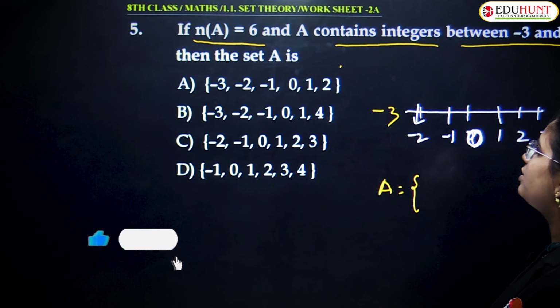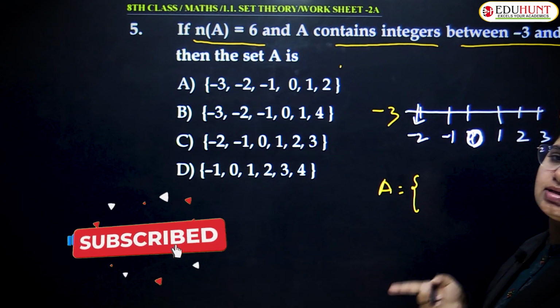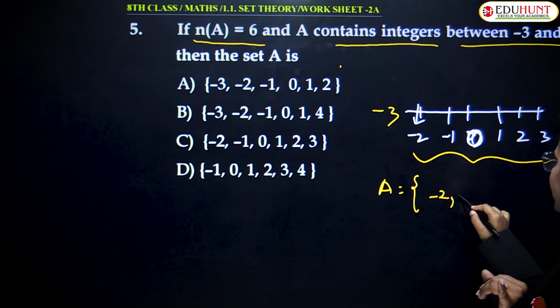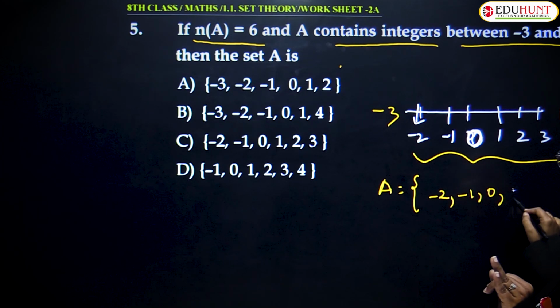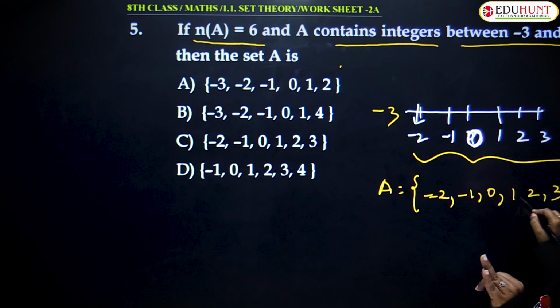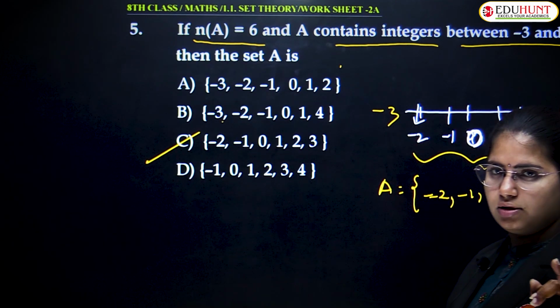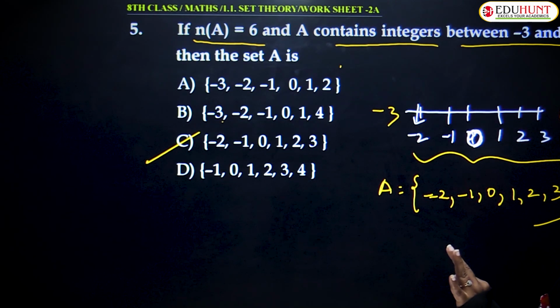You will have 6 elements, and those 6 elements are from -3 and 2 plus 4. So -2, -1, 0, 1, 2, 3. So what is the option then? Option C will be your answer. Am I clear? Can I get back to the next question?